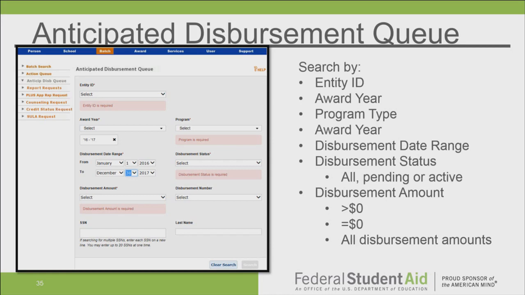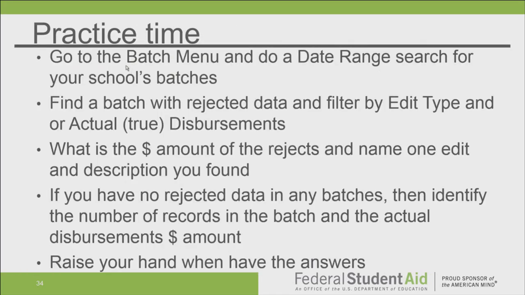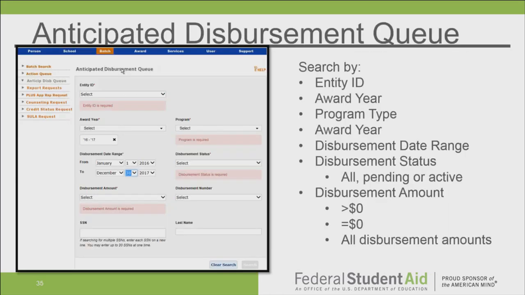But we have a new way for you to release disbursements now, multiples at a time. So you don't have to do them one at a time. And you do that by going to the anticipated disbursement queue, which is a new link under the batch menu. Can you show them the batch menu and then the anticipated disbursement queue? The anticipated disbursement queue on the left-hand side, right there.